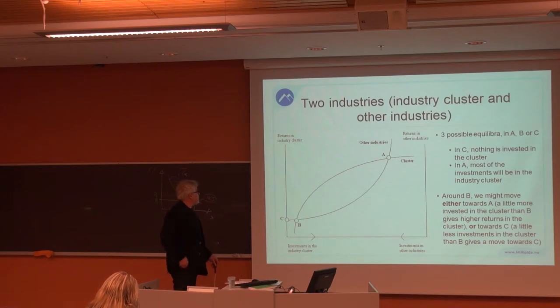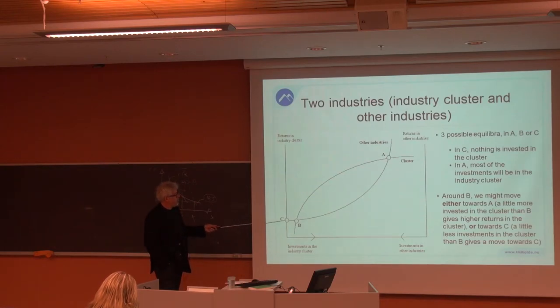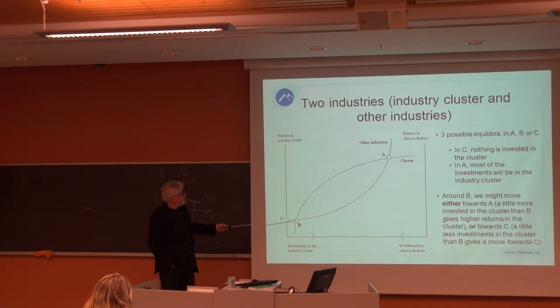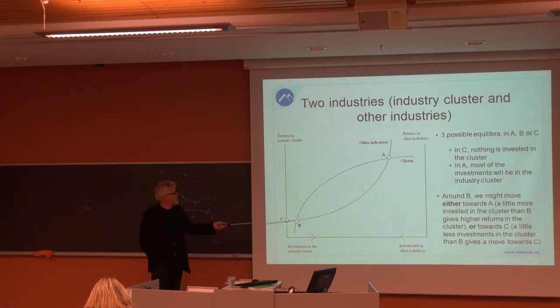Because we can have here three possible equilibria. We can have this one, where nothing is invested in a cluster. Zero here. And then we can have a situation where we have the point B, where the returns on invested capital are equal between the industries, and this is the critical mass point. This is the minimum size of the industry cluster.